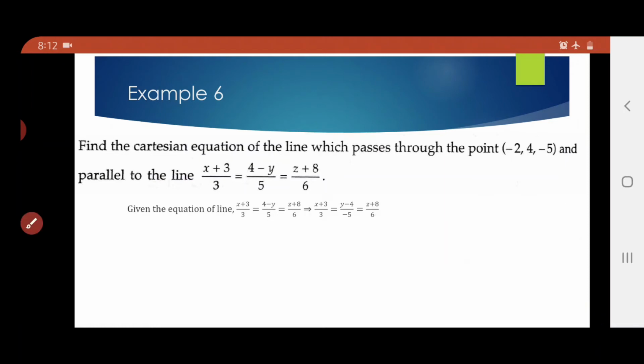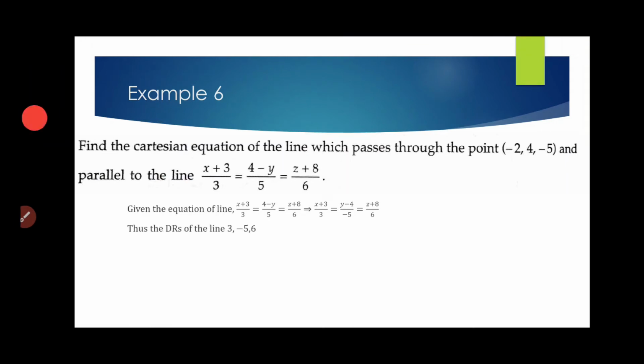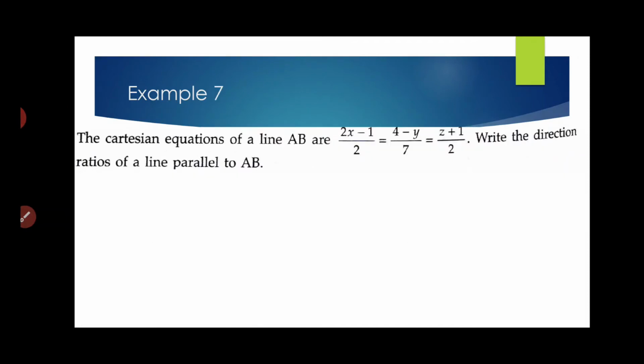So therefore, I have done the change, if you can see, and therefore the direction ratios are 3, minus 5 and 6, which are also the direction ratios for the line which we are going to find out. Fine. And now it is told that the line passes through the point minus 2, 4 and minus 5. So therefore, the equation of the line is going to become x plus 2 by 3, y minus 4 by minus 5, and z plus 5 by 6. I hope this is clear.